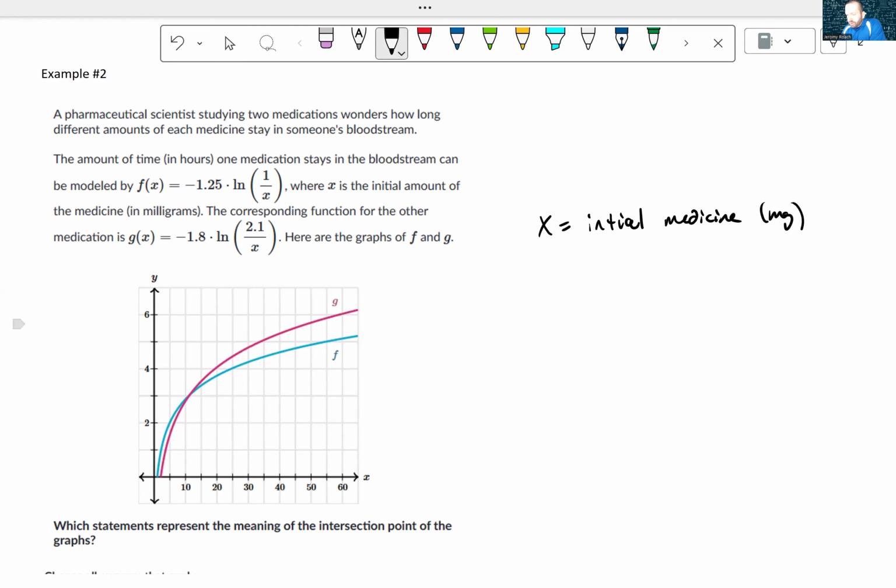The corresponding function of the other medication, or g of x, is negative 1.8 times the natural log of 2.1 over x. And it gives us the graphs here. And we want to figure out the meaning of the intersection point of the graph. So that's about there.